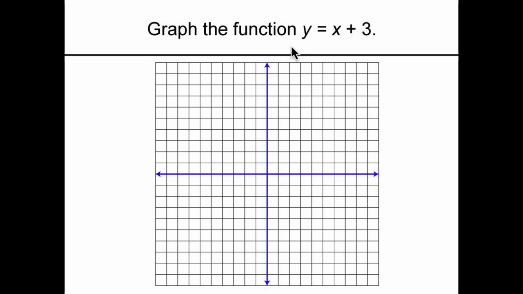Graph the function y equals x plus 3. This is a function in slope-intercept form. Y equals mx plus b.